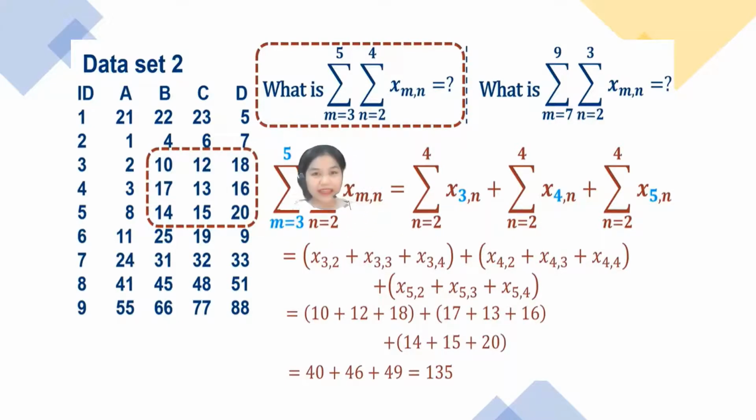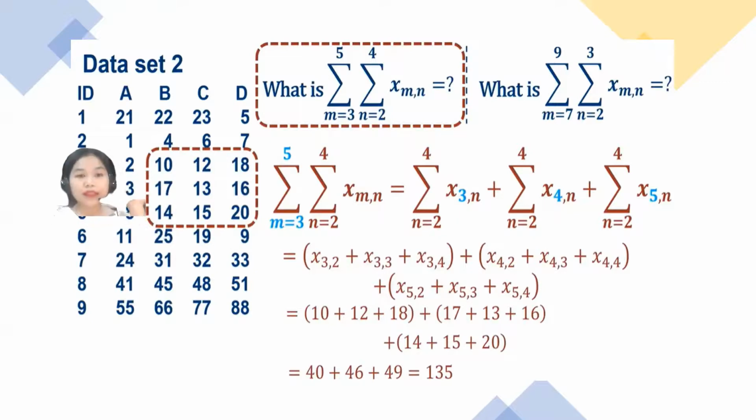Ano ba yung pinapahiwatig ng nasa right-hand notation? So, X3N, yung columns. So, dapat daw yung nasa second column hanggang sa fourth column yung gagamitin mga values. So, this is the expanded form of this first notation. So, it's X row 3 column 2, X row 3 column 3, and X row 3 column 4. Tapos, yung second naman na notation ay summation of X4N as N goes from 2 to 4.